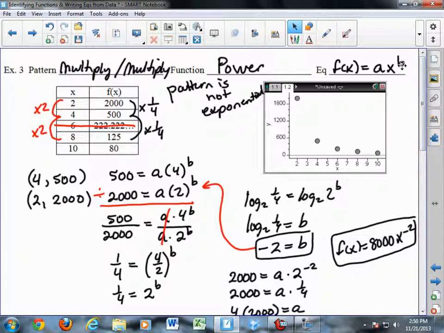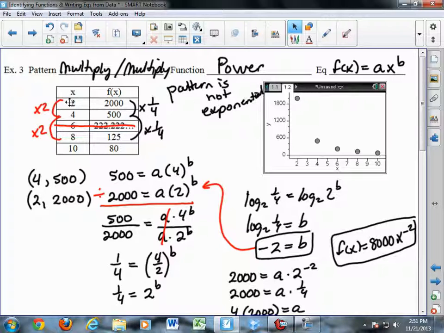A power function has kind of an unusual pattern in that first of all, you notice it's not exponential. It kind of looks like it's going to be, but I do 2,000 divided by 4 and I get 500, but 500 divided by 4 doesn't give me this 222, which I just crossed out, and I'll explain that in a minute. But if I divide 500 by 4 again, I get 125, which is down here. It turns out we have a multiply-multiply pattern.